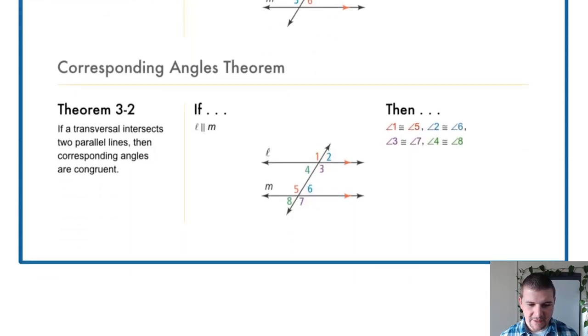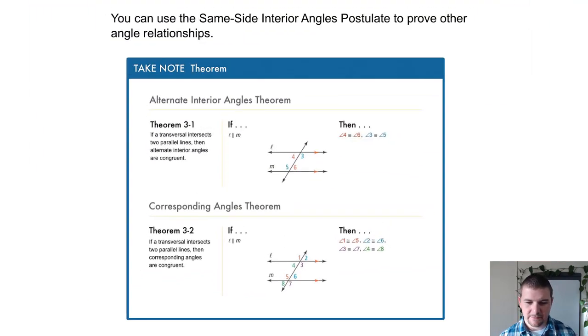The corresponding angles theorem, known as theorem 3-2: if a transversal intersects two parallel lines, then corresponding angles are congruent. So again, if L is parallel to M, then angles 1 and 5 are congruent, angles 2 and 6 are congruent, as are 3 and 7, and 4 and 8.